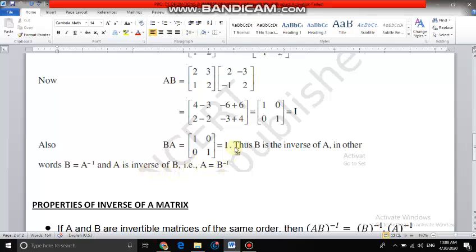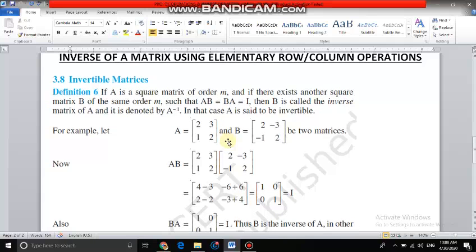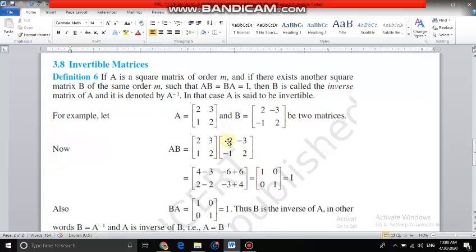Okay. So this is the definition of invertible matrices. If there are two matrices A and B of the same order, and the multiplication of both the matrices always gives me an identity matrix, then I can say A is the inverse of B or B is the inverse of A.